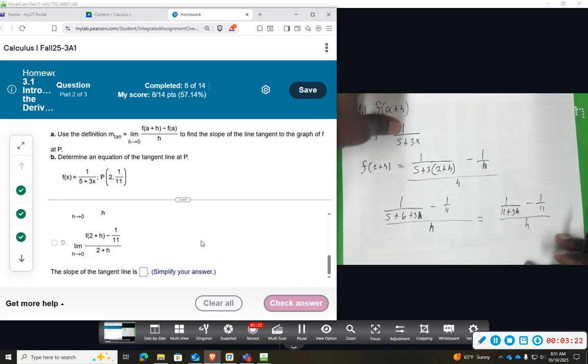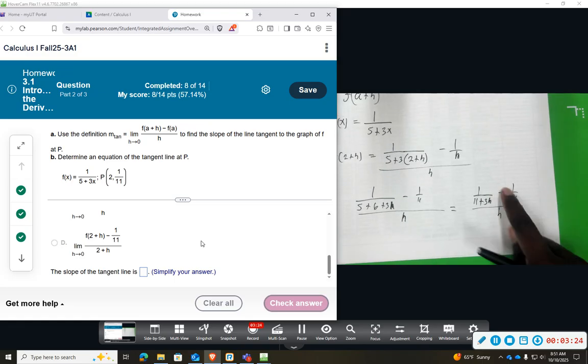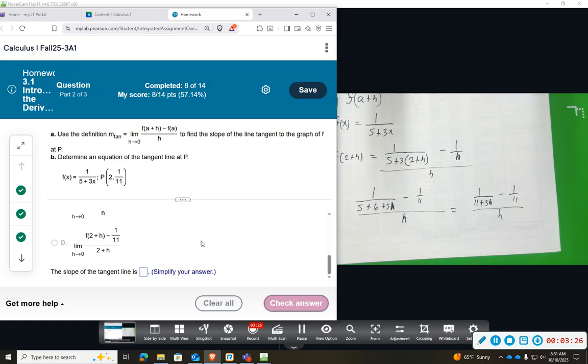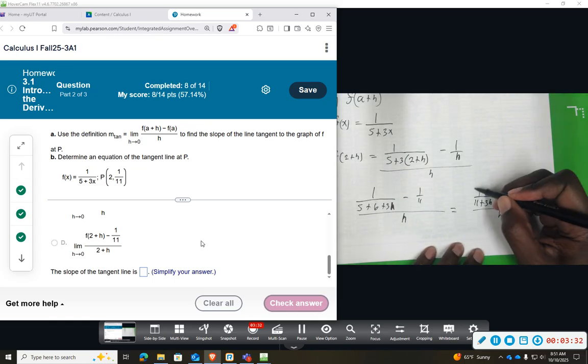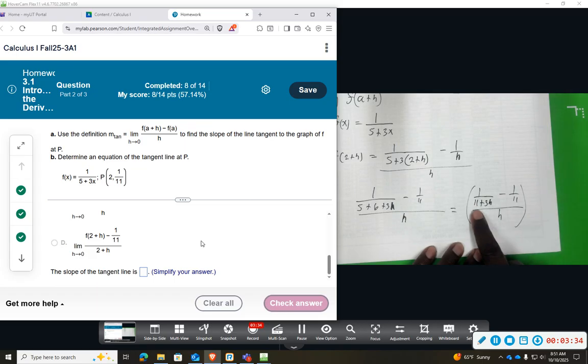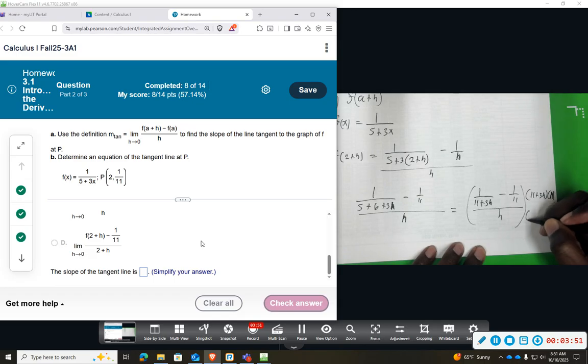Okay, so whenever I see a problem like this, fractions inside of a fraction, I like to solve it by looking at the denominator and multiplying by the common denominator. So I'm going to distribute the common denominator of 11 plus 3h and 11 to top and bottom. So 11 plus 3h and then times 11, because that's the other denominator. We're going to do that to the top and bottom.